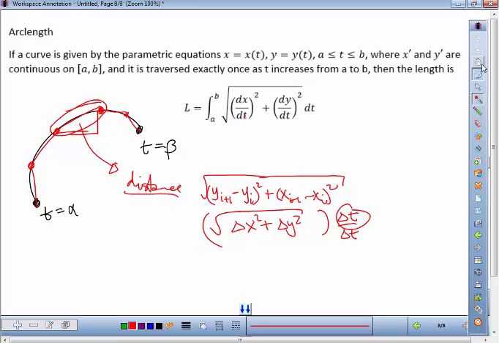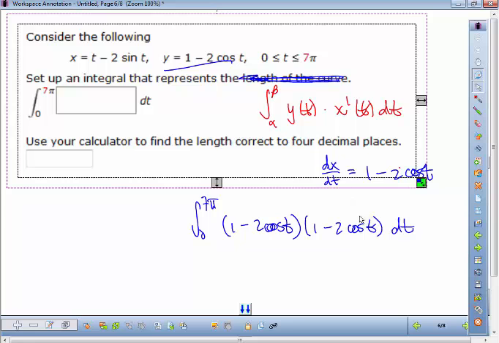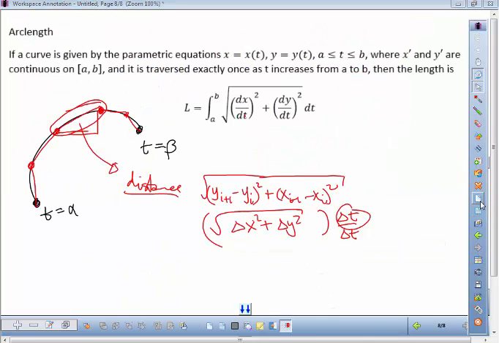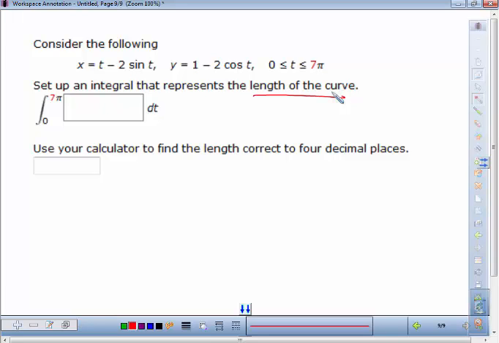So let's do the example that we're supposed to work on here, and let's actually look for the length here this time, length of the curve. So what do we want to do? We want to look for x prime, y prime, and you just plug it in the formula, right?